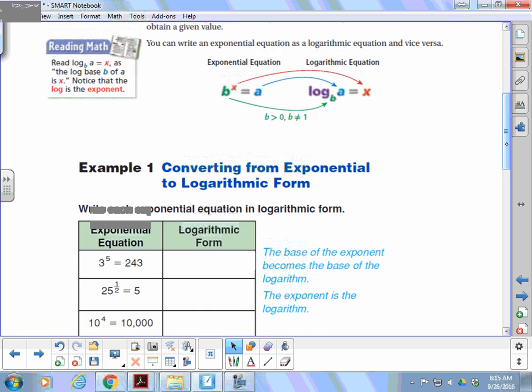All right? So you're going to want to write this down somewhere so you can see where each of those letters go. All right? When we're converting from exponential to logarithmic form. And the first thing we're going to do, the first two examples, is one, converting from exponential to logarithmic, and then we're going to convert from logarithmic to exponential.